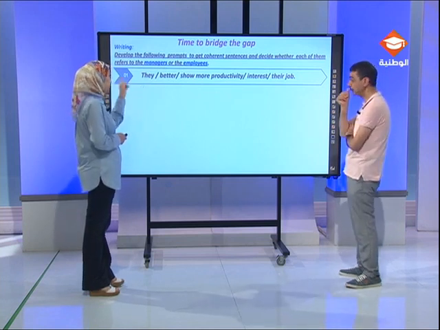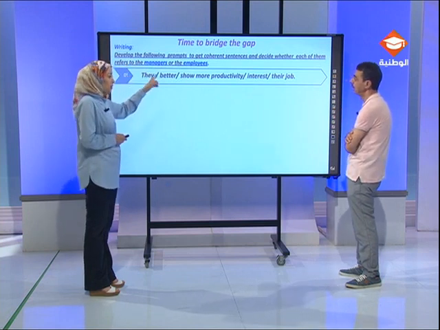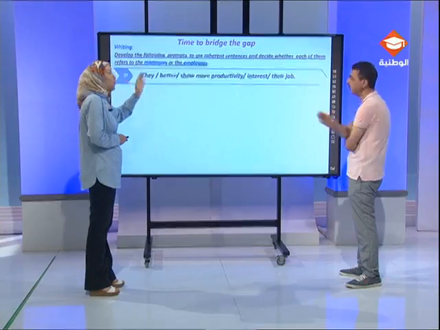Then you decide whether this is related to the managers or the employees. So this is the manager's responsibility. So the sentence begins with they, so I have to find out who they refers to, whether it refers to the managers or the employees. So could you please start with the first one? Okay, I'll give it a try, miss.